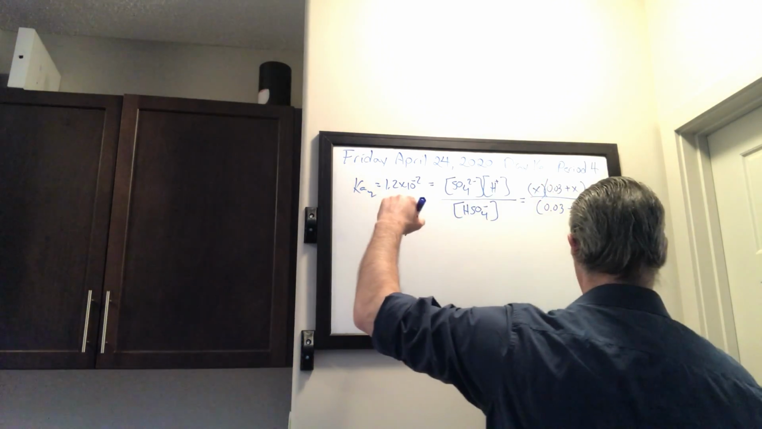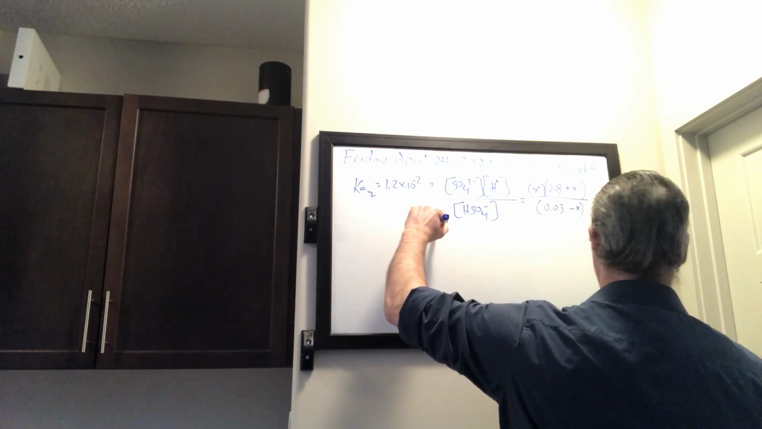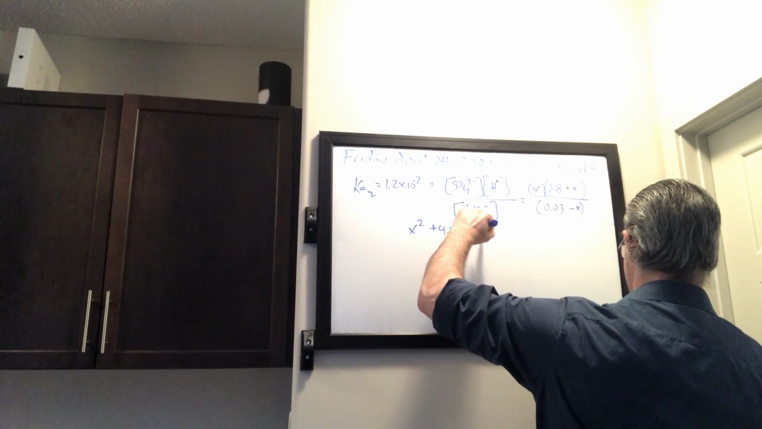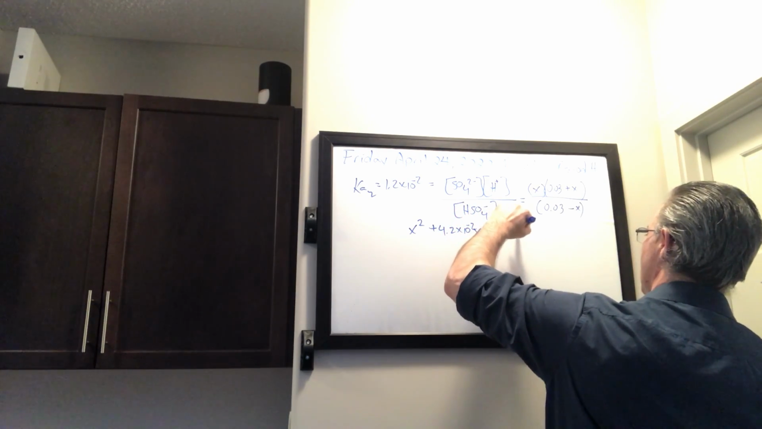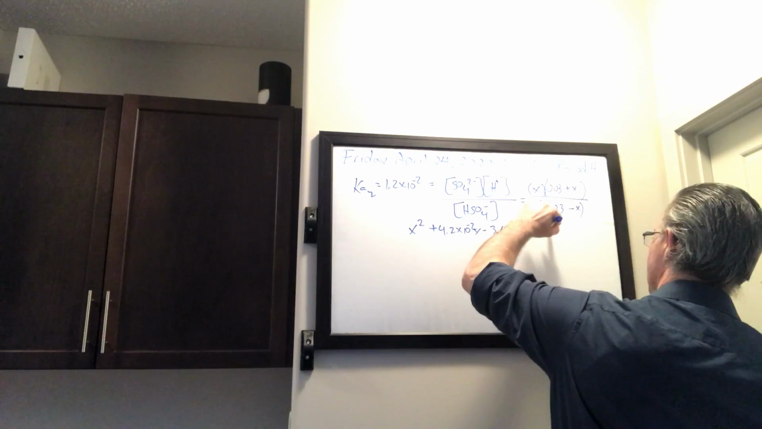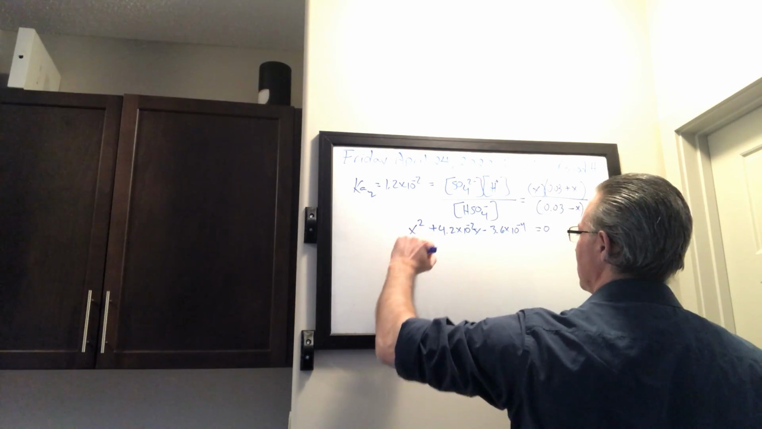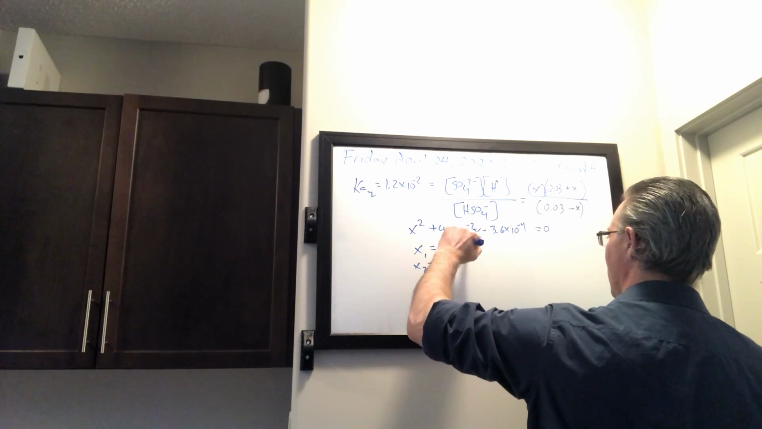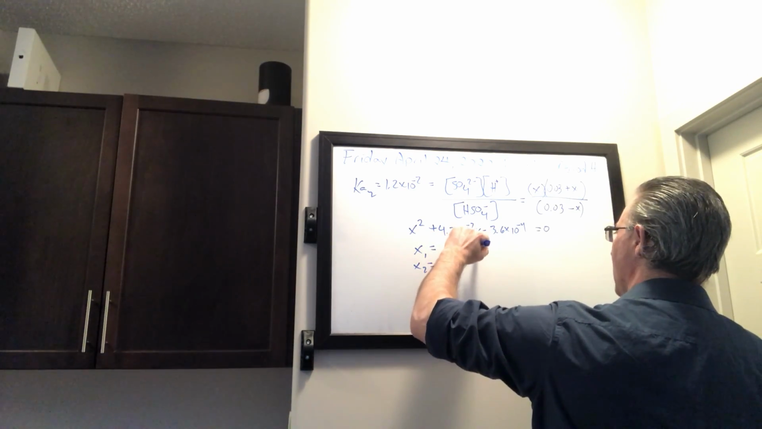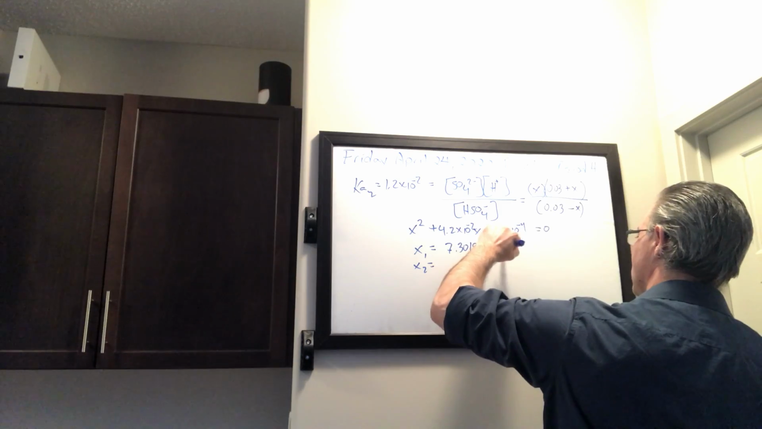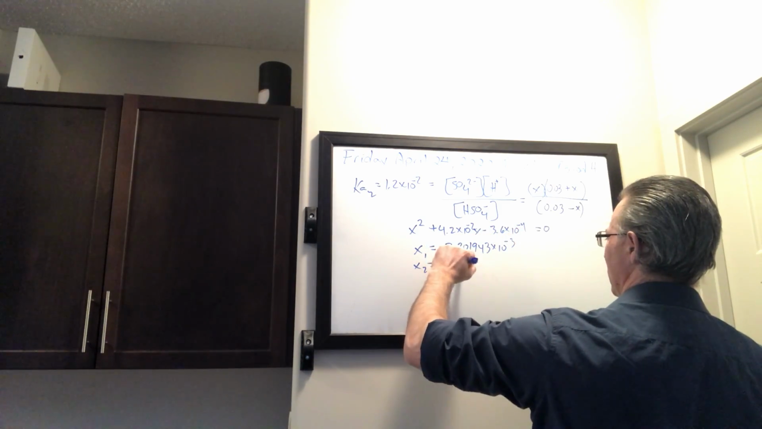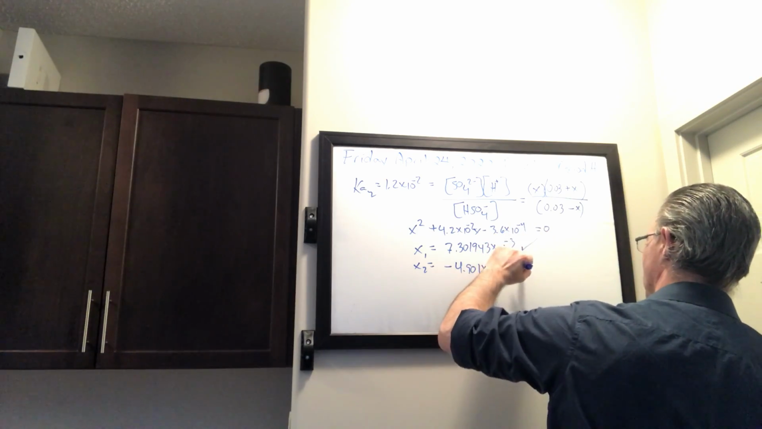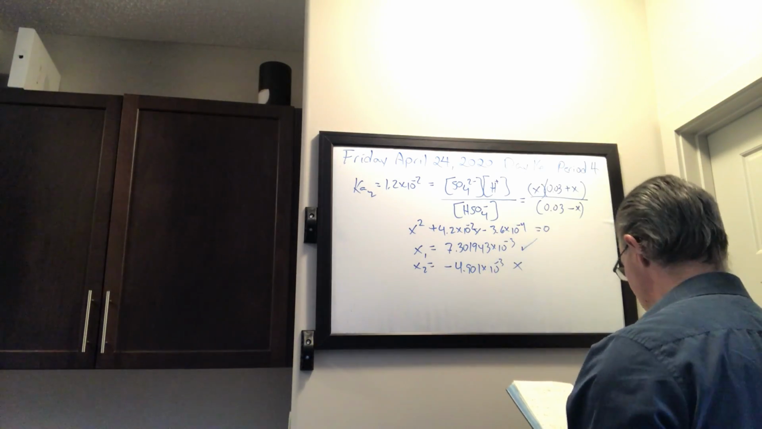So what you get is a trinomial that looks like this: X squared plus 4.2 times 10 to the minus 2 X minus 3.6 times 10 to the negative 4, all that equals 0. When you plug that into the quadratic formula, you'll get the following answer: 7.301943 times 10 to the negative 3. You also get a negative value, 4.901 times 10 to the negative 3. You discard that. That's not a true answer.